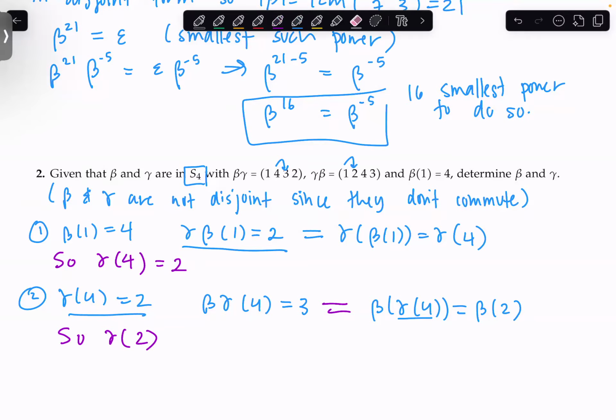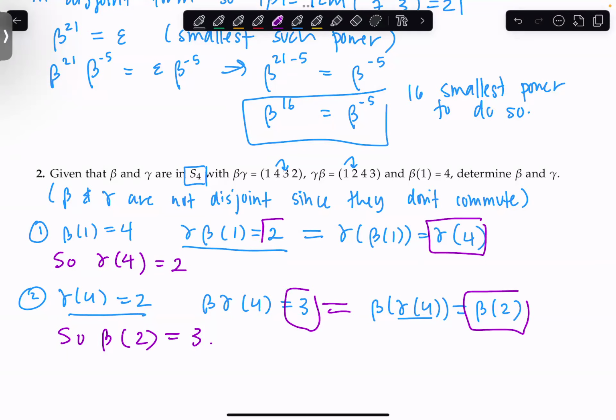Oh, and this should be beta. Maybe that was what you said. Right, so I'm really taking these 2 pieces in my equalities. So I'm going to keep doing this until I completely figure out what all my permutations are. So far, I know beta sends 1 to 4 and sends 2 to 3.